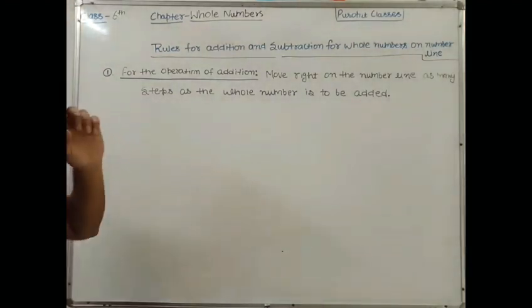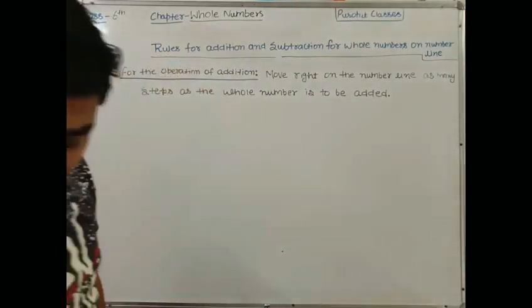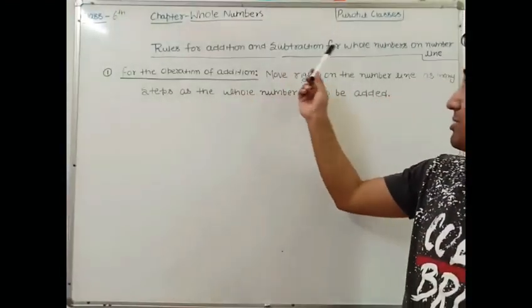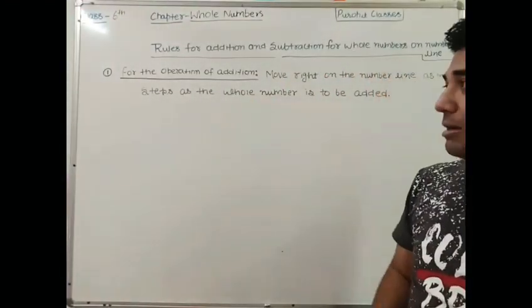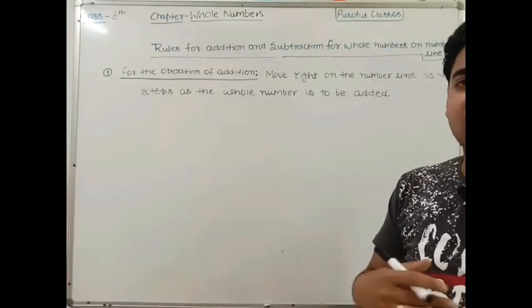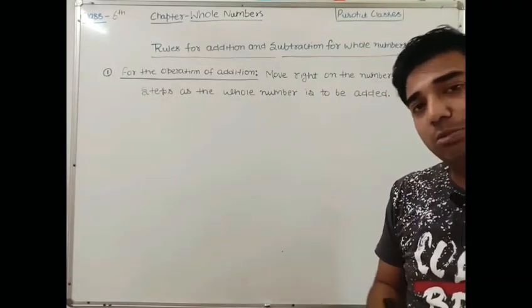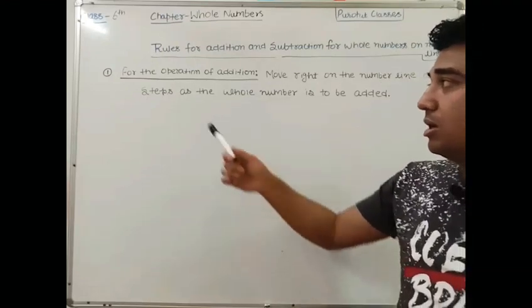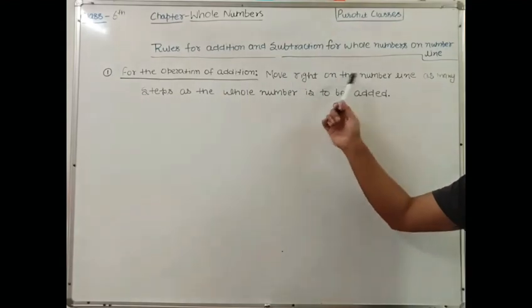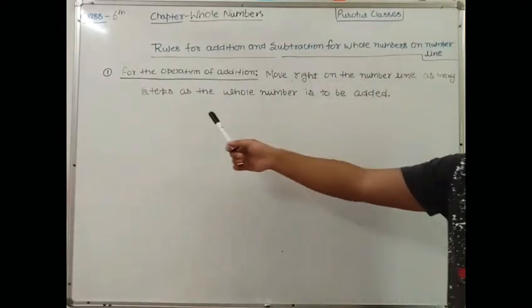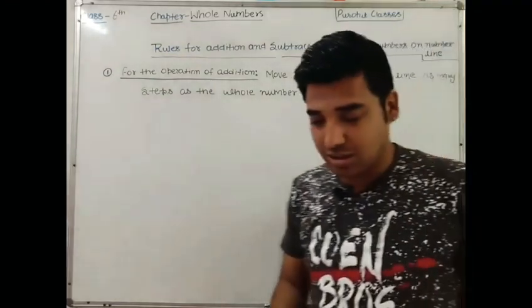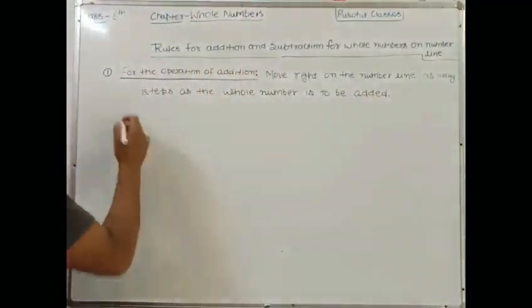Now let's see the next thing, which are the rules for addition and subtraction for whole numbers on the number line. The first part is for the operation of addition, and after that we will understand when we are going to apply the operation of subtraction. If we are performing addition, then the rule says move right on the number line as many steps as the whole number is to be added. Let us understand that with the help of an example.